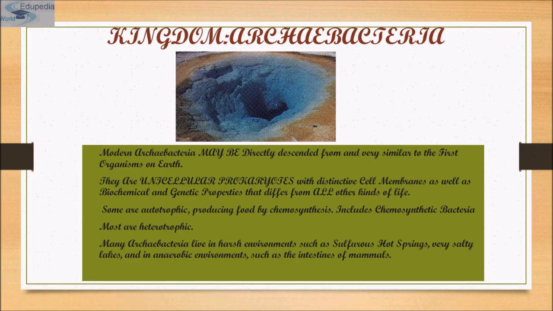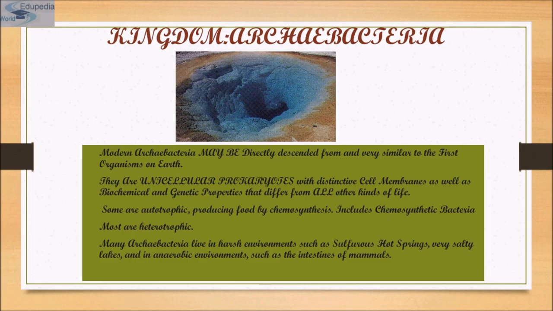survival in extreme conditions. Methanogens are present in the gut of several ruminant animals such as cows and buffalo, and they are responsible for the production of methane, that is biogas, from the dung of these animals. Some are autotrophic, they produce food by photosynthesis, they include chemosynthetic bacteria, most are heterotrophic, and many Archaebacteria live in harsh environments such as sulfurous hot springs, very salty lakes, and in anaerobic environments such as the intestine of mammals.